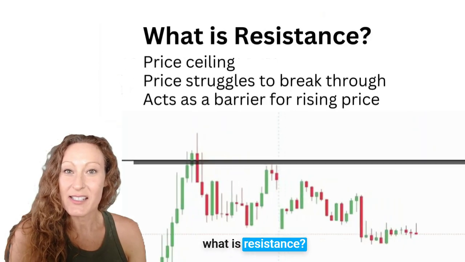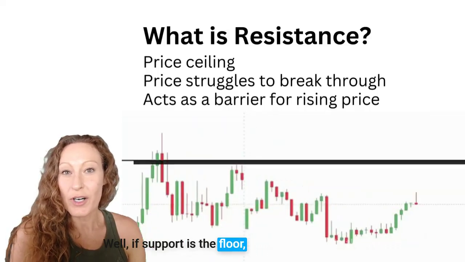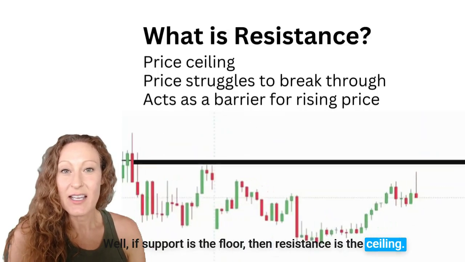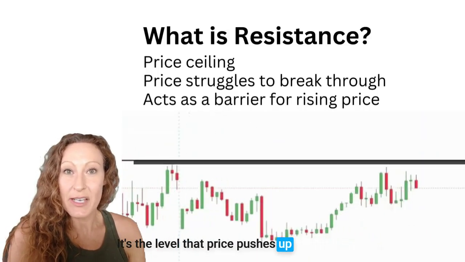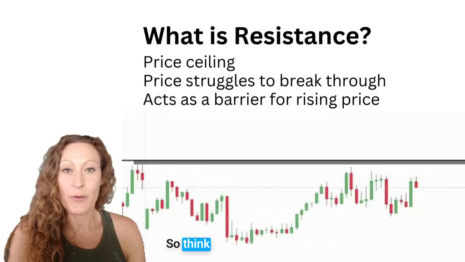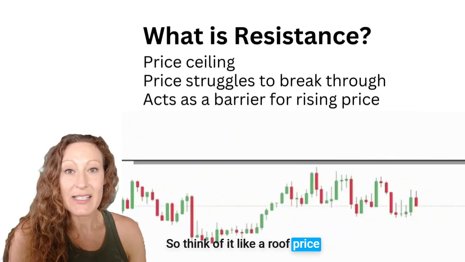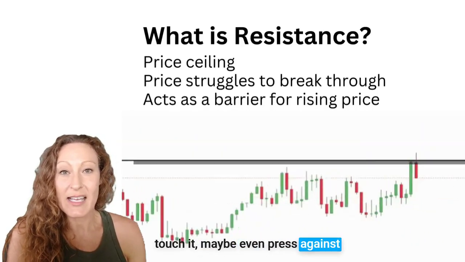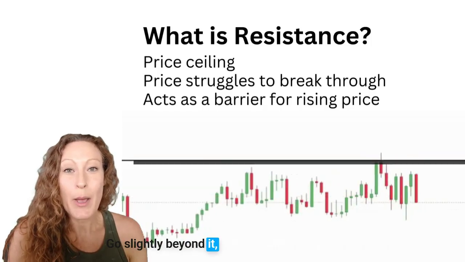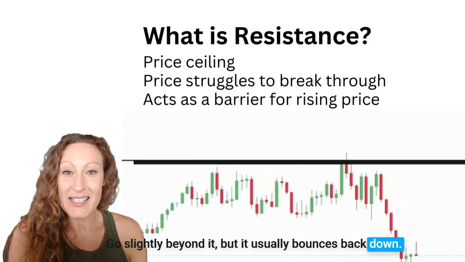What is resistance? Well, if support is the floor, then resistance is the ceiling. It's the level that price pushes up to and then stops. So think of it like a roof. Price can touch it, maybe even press against it, go slightly beyond it, but it usually bounces back down.